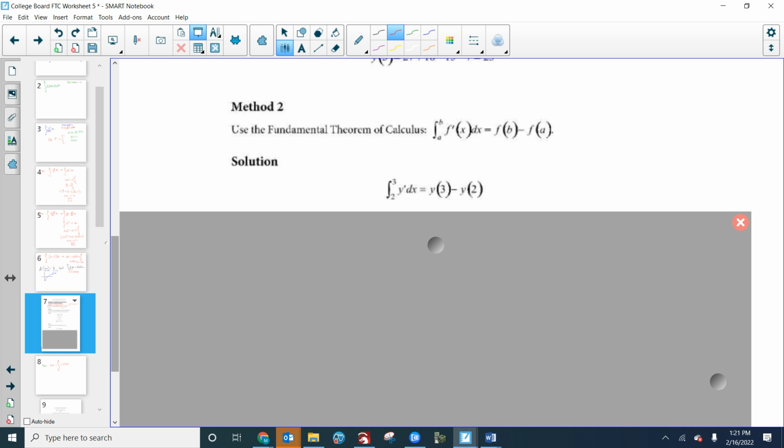dy dx is the same as y prime. The integral from 2 to 3 of y prime dx is y of 3 minus y of 2. Now, here's the thing. Do you remember yesterday when we did that example problem? It was tangent of t dt, and we made the lower bound 3 and we made the upper bound x. Do you remember that? Why did we pick 3 for the lower bound?